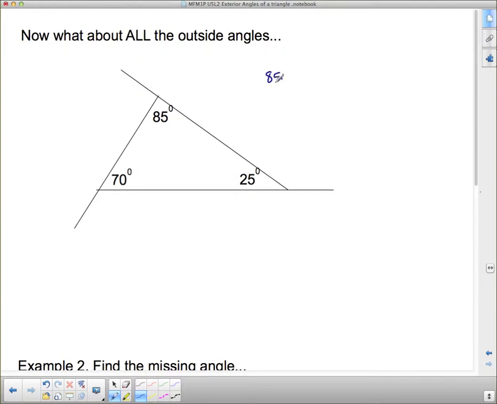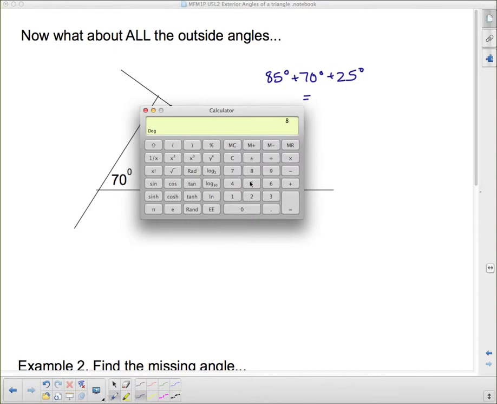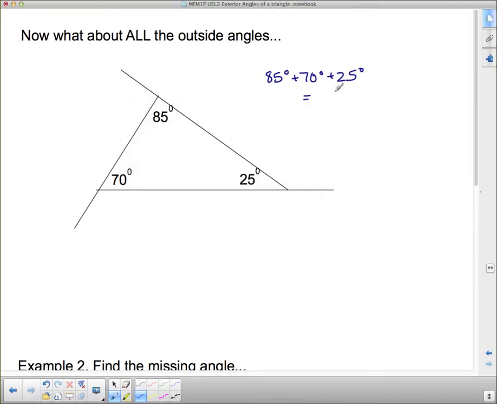that this is actually a triangle. 85 plus 70 plus 25. Let's add them up and make sure I've got them all right here. 85 plus 70 plus 25. 180, so that's good. This is, in fact, a triangle.